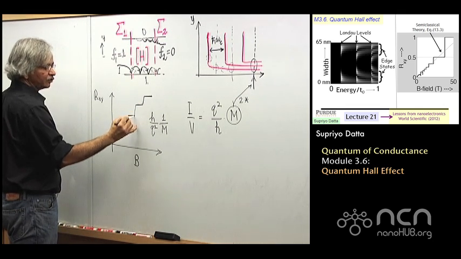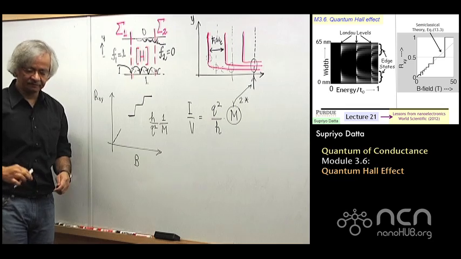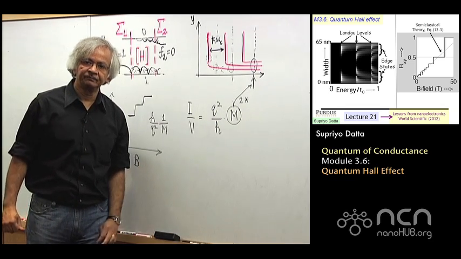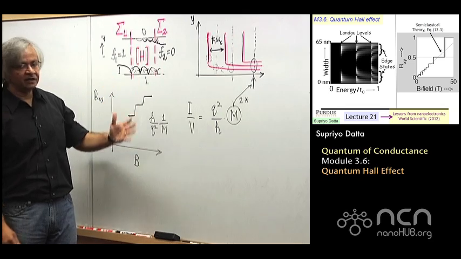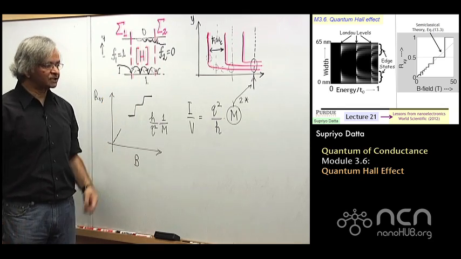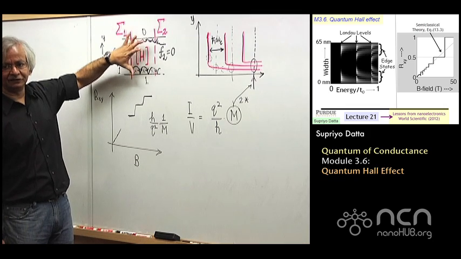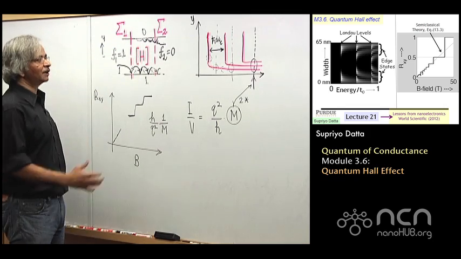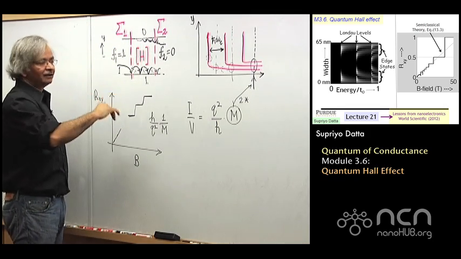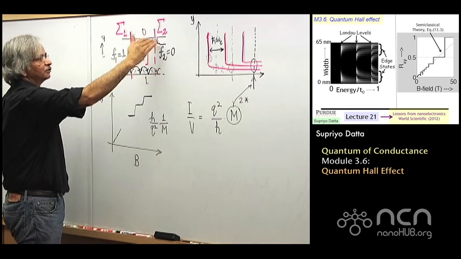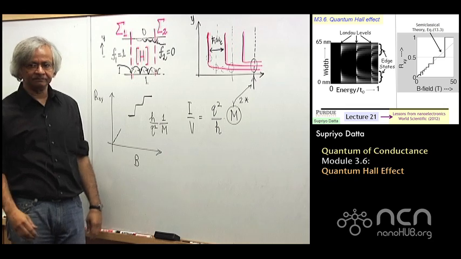plateaus. And of course, what was extremely surprising when it was first discovered was how precise those plateaus are. And from this point of view, you say that the precision of those plateaus comes from how fantastically ballistic this is, which is simply because you have this divided highway. Anybody going to the right is on one side of the sample, anybody going to the left is on the other side of the sample.